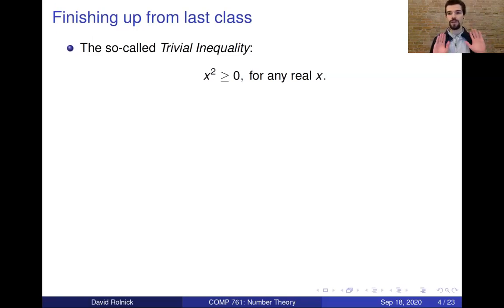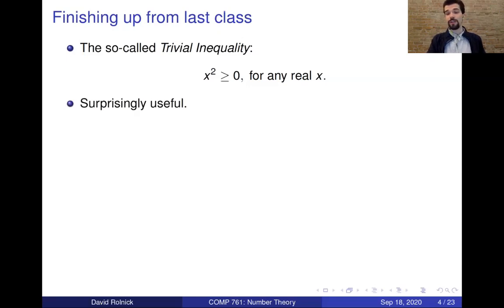So the sort of most trivial inequality that you might end up using in practice is called the trivial inequality. The inequality that is very easy to prove. And that is that the square of anything is positive. And this is something that I think we've all seen probably intuitively. So for any real number, the square is non-negative.